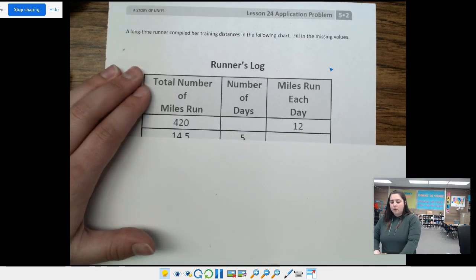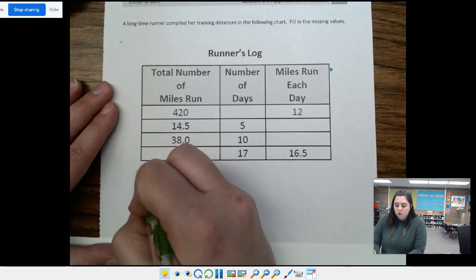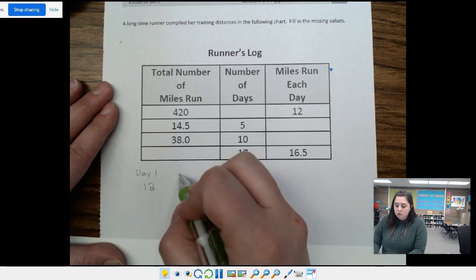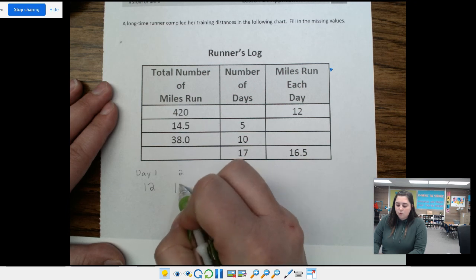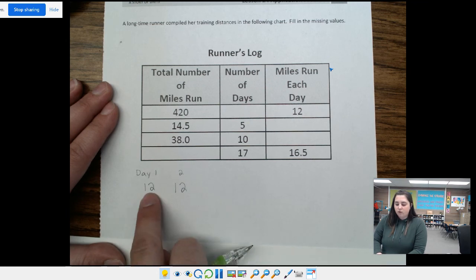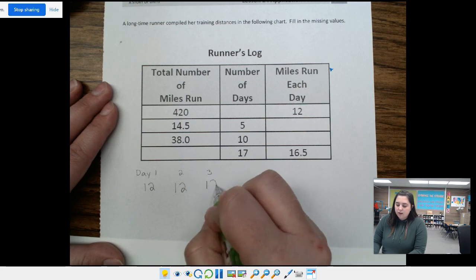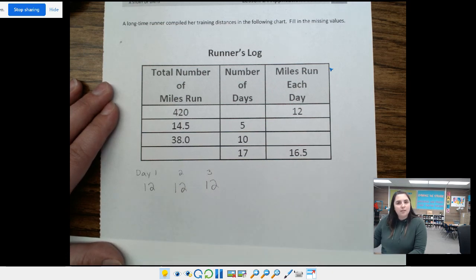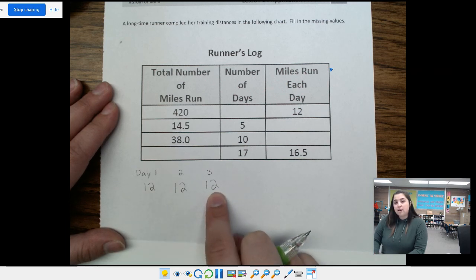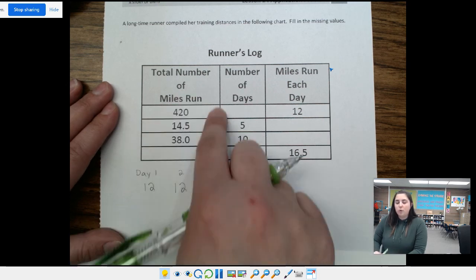So you could do this a number of ways. But if you think about it, this is maybe day one, they ran 12 miles because they ran it each day. So on day two, they ran 12 miles. How many miles have they run total? 12 plus 12, 24. On day three, they also ran 12 miles. How many miles have they run total? 12, 24, 36. So you could keep doing this until you hit 420.